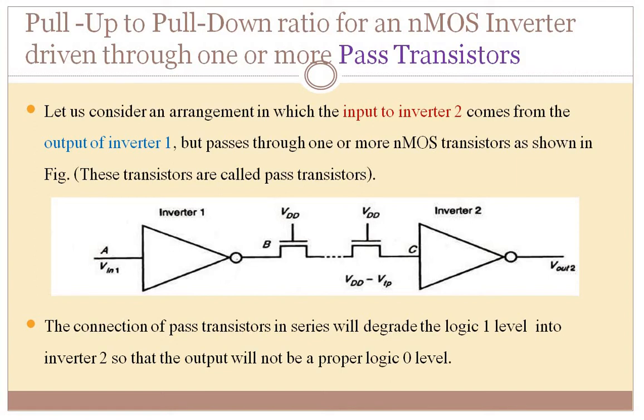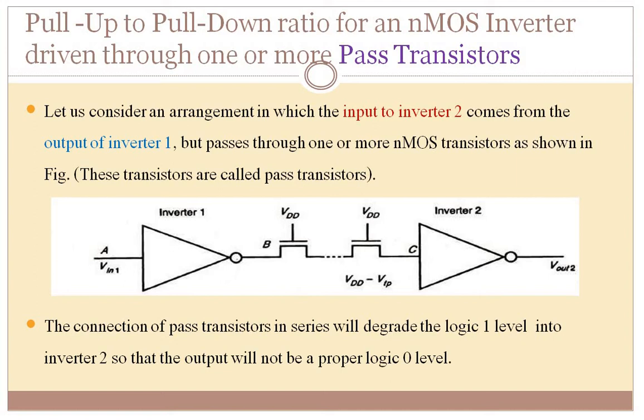What is important is that the pass transistors have a threshold voltage. Suppose I give 0 as the input at point A. What output will you get? 1. Is that 1 given directly to inverter 2 at point C? No, because we have to subtract the threshold voltage present in the pass transistors. So when the logic level is given to inverter 2, the output will not be a proper logic 0, because that has to be subtracted. We will get VDD minus VTP, where VTP is the threshold voltage of the pass transistors.